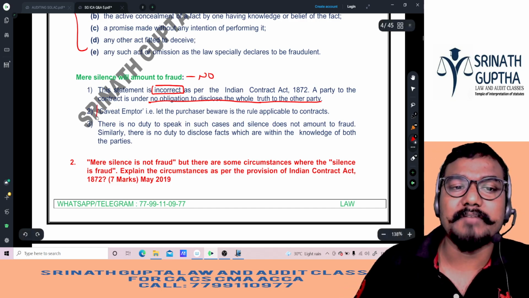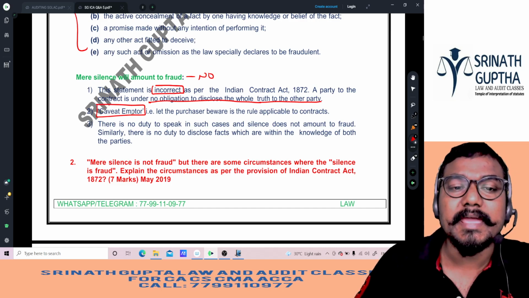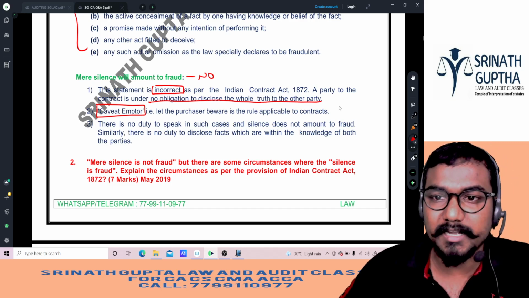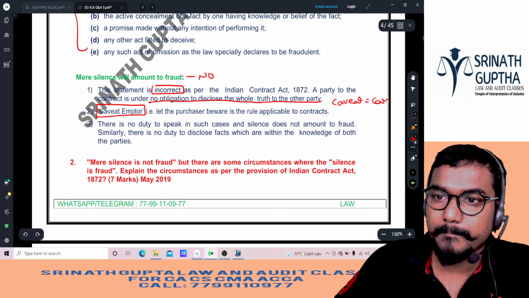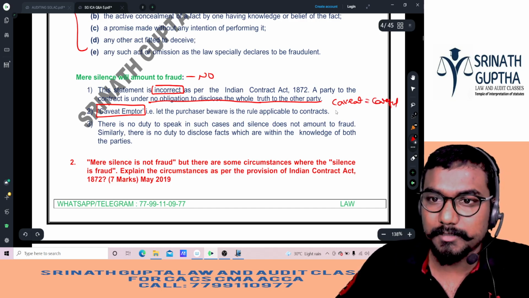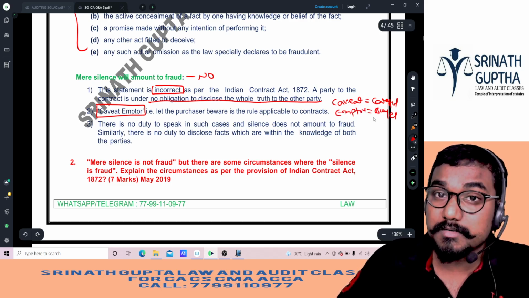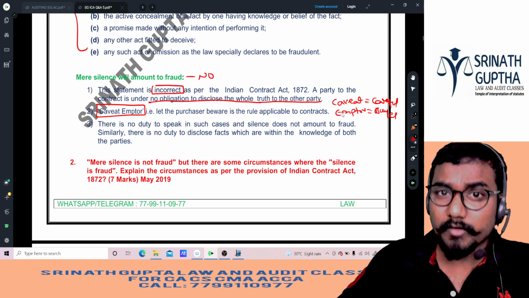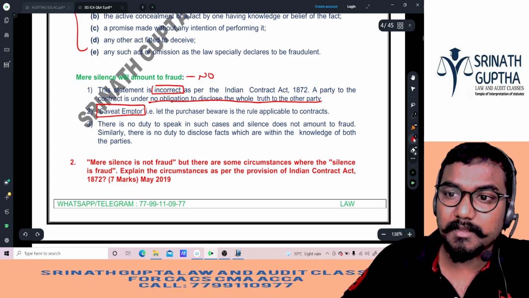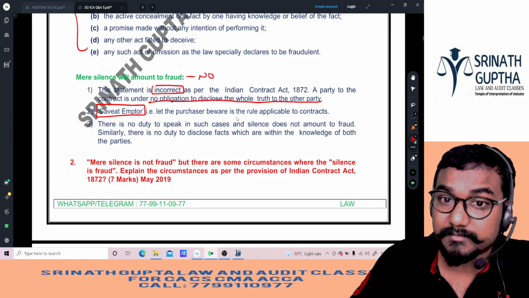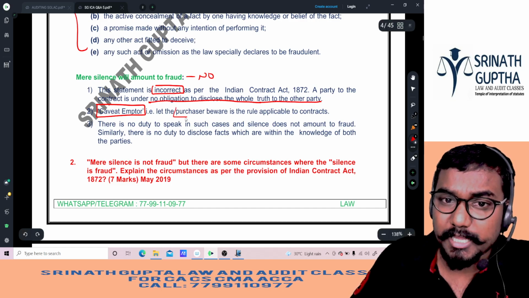And there is a concept of caveat emptor. Caveat emptor means let the buyer beware. Emptor means buyer, caveat means careful, cautious. Hey buyer, while choosing the goods, while buying the goods, be careful, because I don't know your purpose. So you should be careful while choosing the goods which will satisfy your requirements. Caveat emptor, that is, let the purchaser beware, is the rule applicable to contracts. So the purchaser should be careful while choosing the goods.